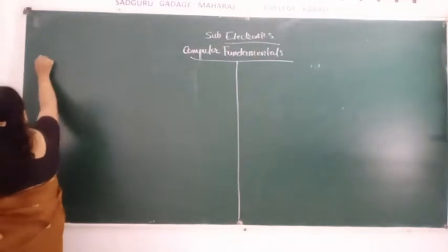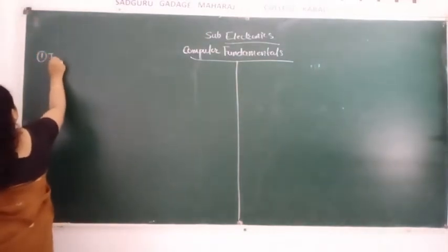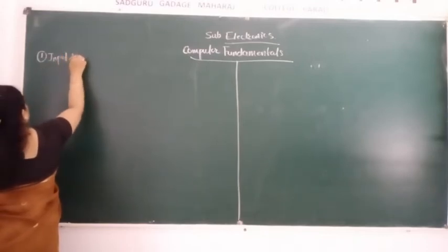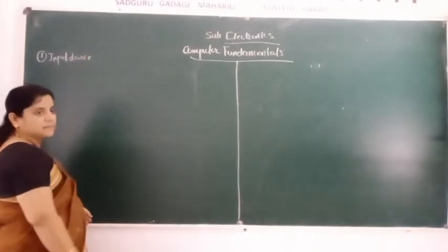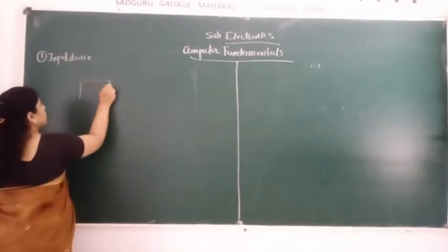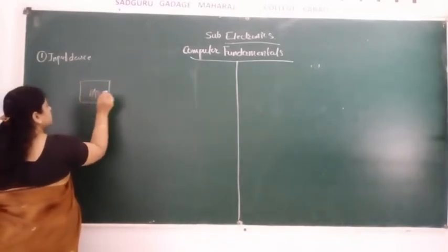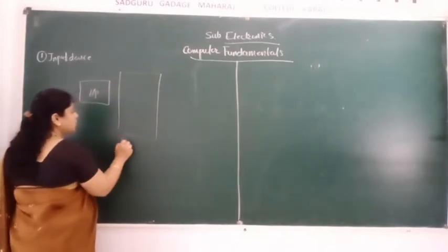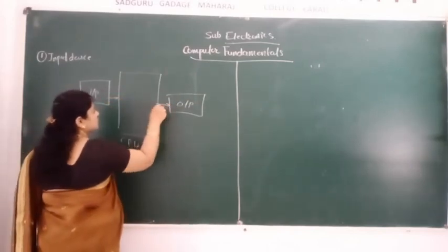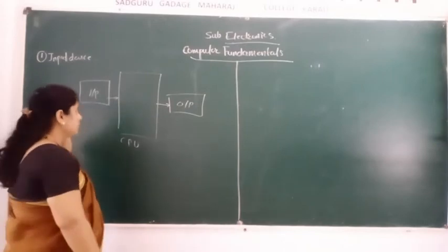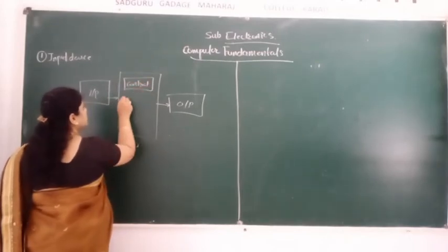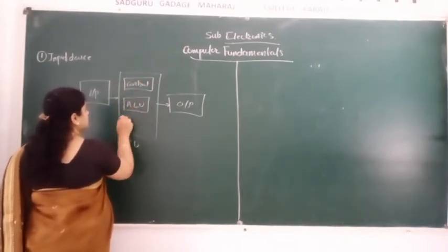In that block diagram, first we see the input device. The block diagram was like this: input device, then central processing unit and the output device. We have seen it, but I am revising this. The control unit was there, then ALU, then memory.